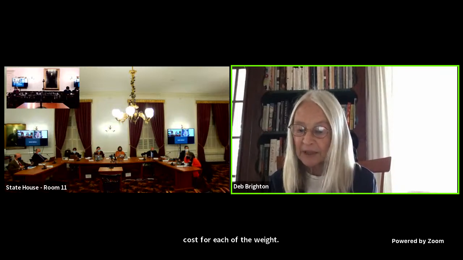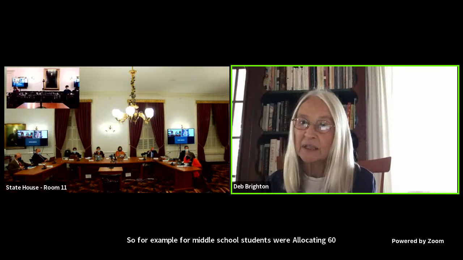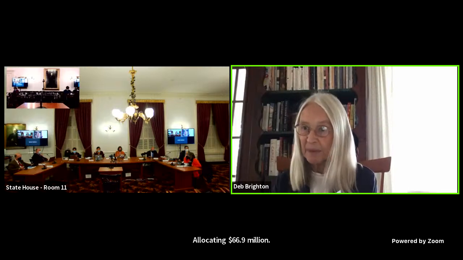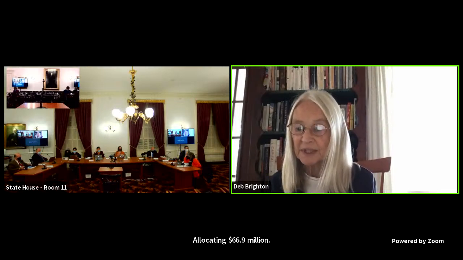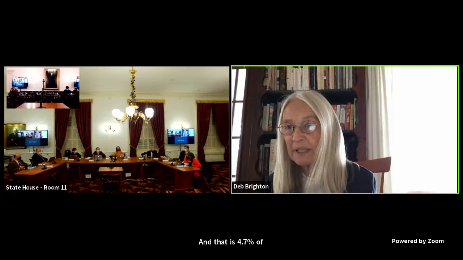So for example, for middle school students, we're allocating $66.9 million as the excess spending related to middle school students in the state. And that is 4.7% of the total education spending.